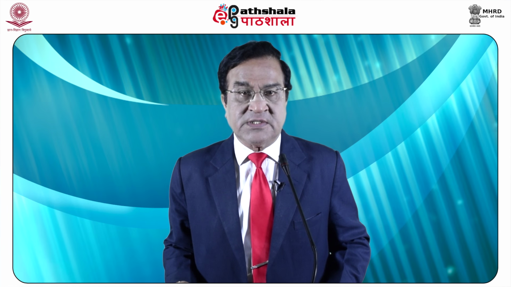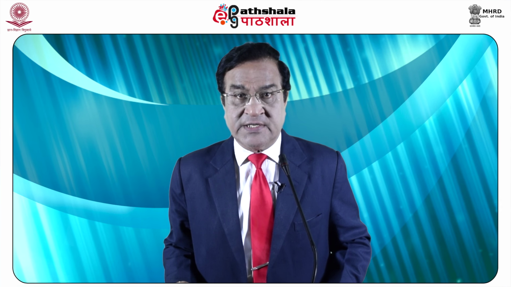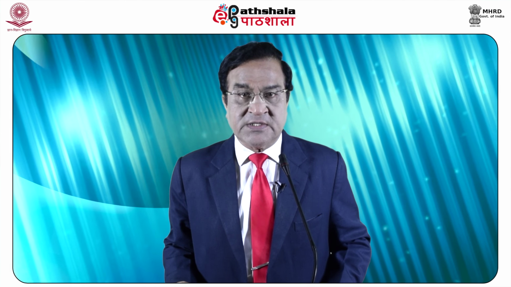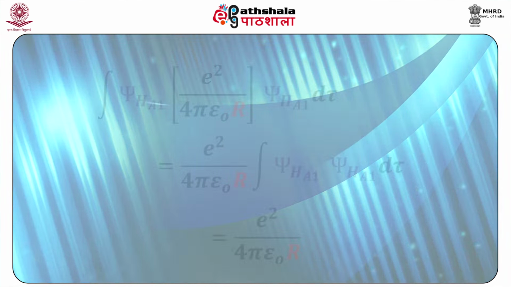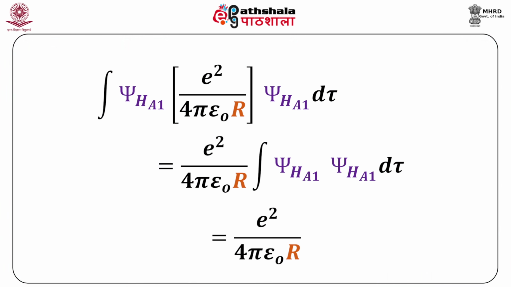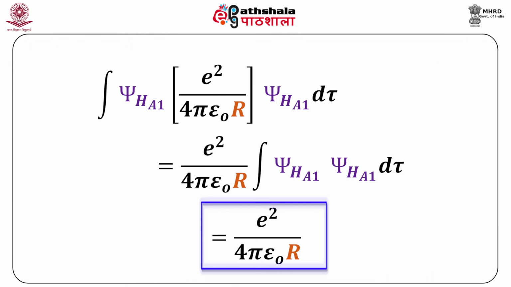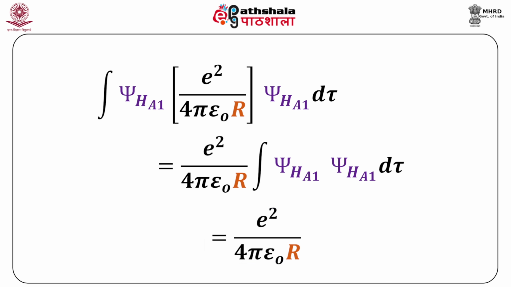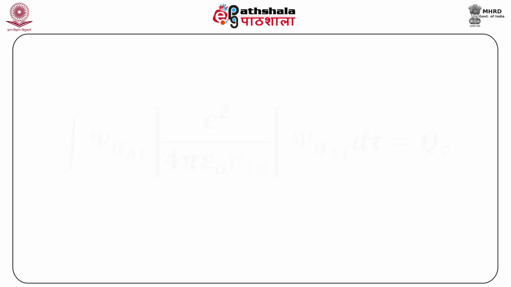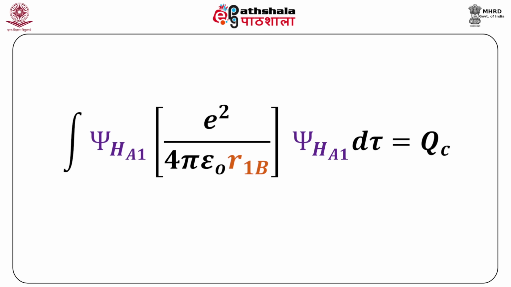And now, since the internuclear distance r is kept constant, this further gets simplified and we get the first term, which now straightaway becomes e squared upon 4 pi epsilon 0 r, because the rest of the integral is the normalization condition. And the second term is the integral d tau psi HA1, e squared upon 4 pi epsilon 0 r1b, psi HA1.